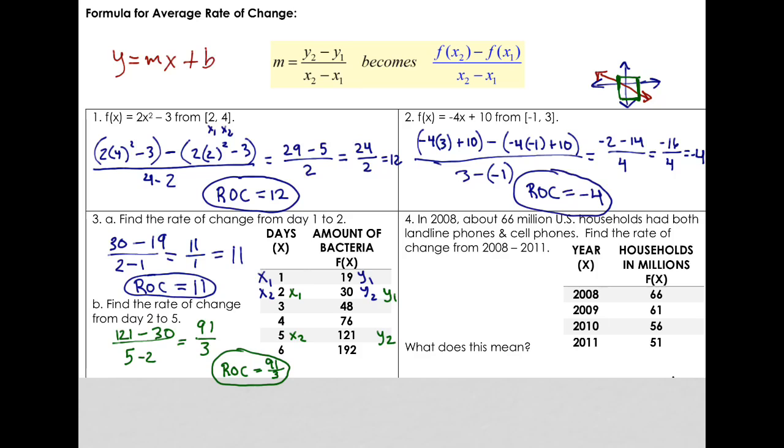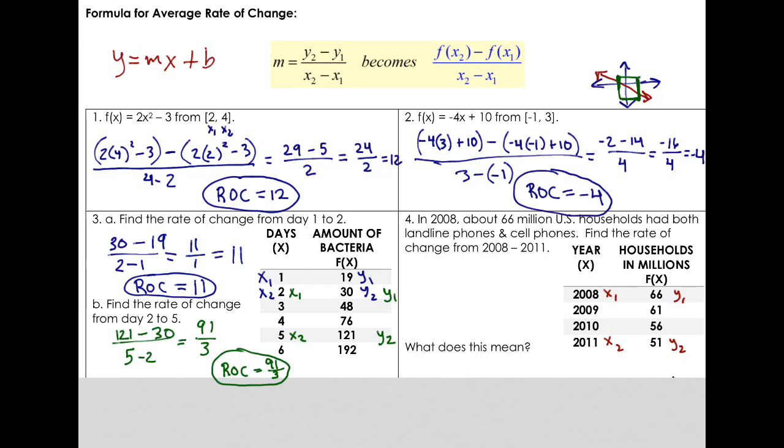Let's look at number 4. In 2008, about 66 million U.S. households had both landline phones and cell phones. Find the rate of change from 2008 to 2011. Well, it's pretty easy. We'll just mark our X1, and this is X2, because it's from 2008 to 2011, which means we then mark our Y1, Y2.